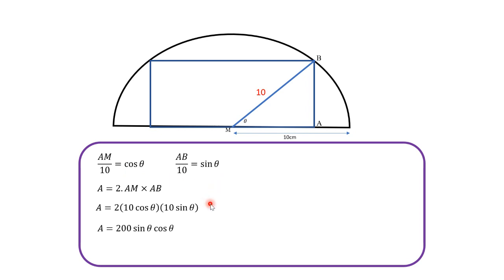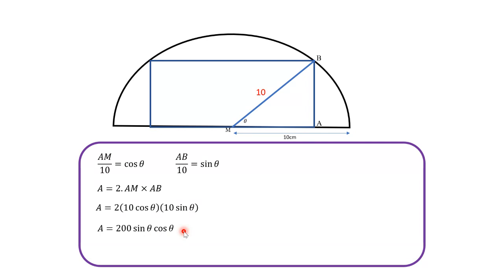When I simplify this, I get 200 sine theta cos theta. Now remember, we want to find the maximum area. So that means we want to differentiate this and make it equal to 0. Now, if I differentiate it at this point, I'm going to have to use the product rule.